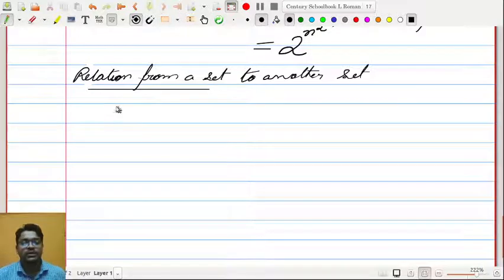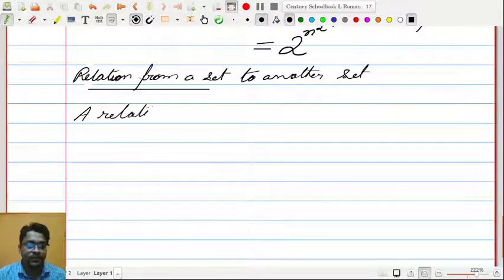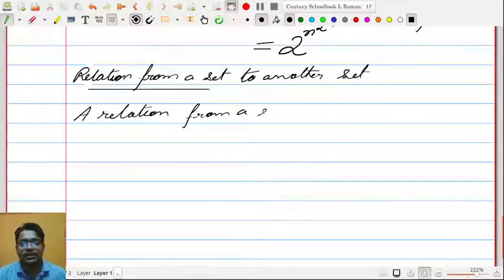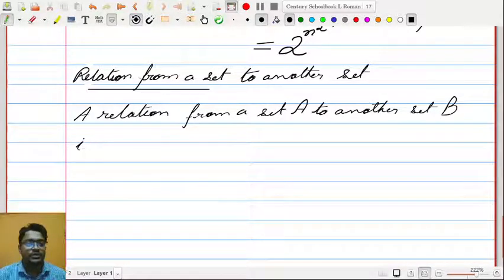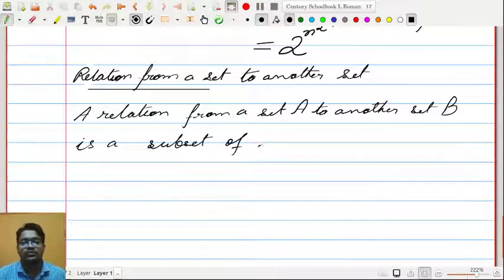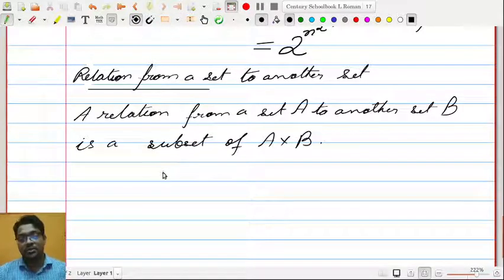So what is that? A relation from a set capital A to another set capital B is a subset of A cross B. So a relation on a set was a subset of A cross A. A relation from a set A to another set B is a subset of A cross B.